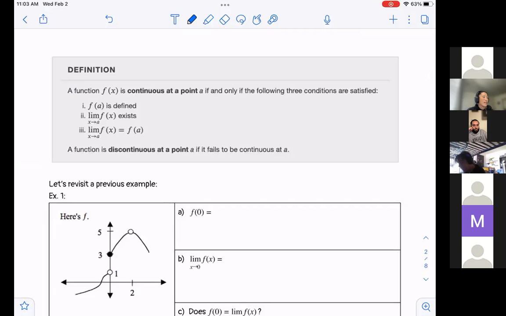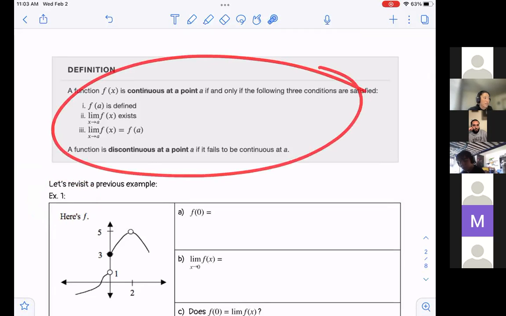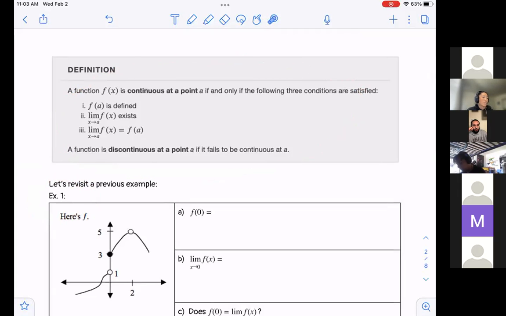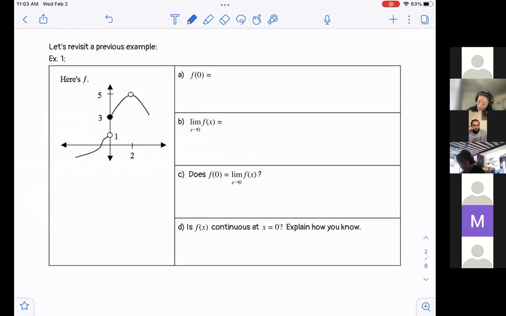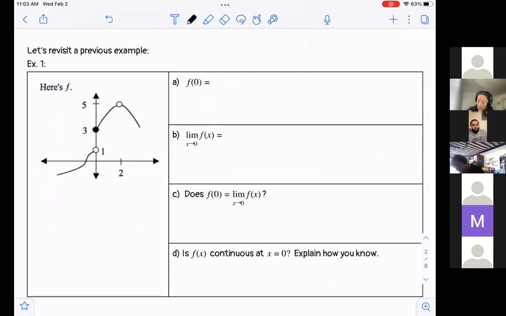let's go ahead and actually do example 1 first. We're going to look back at example 1, then we're going to talk about this definition, and then we'll get a chance to practice it. So let's take a look at this example. We have the same picture that we had yesterday. Some of these questions are the same and some of them are different.